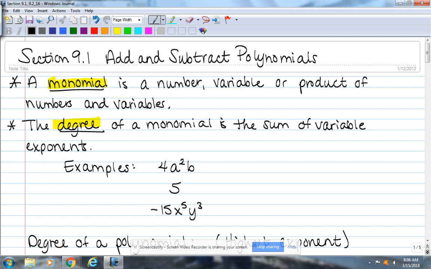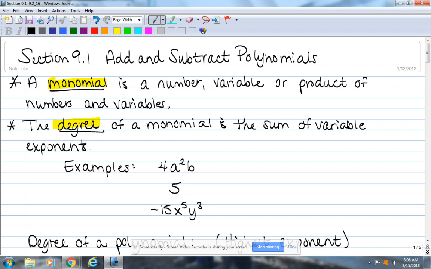Okay, so chapter 9, a lot of it we're going to talk about polynomials. Like I said at the beginning of the chapter, we're going to add, subtract, and multiply polynomials. And then the rest of the chapter, we're going to factor polynomials. So we're just going to break it up and add, subtract, multiply, and then we'll start a new thing and factor next week.